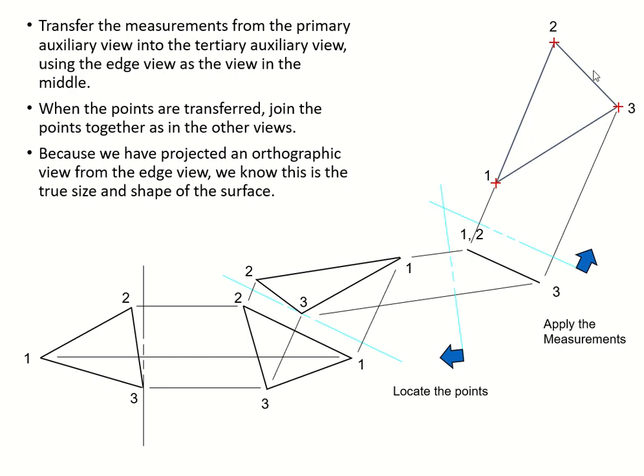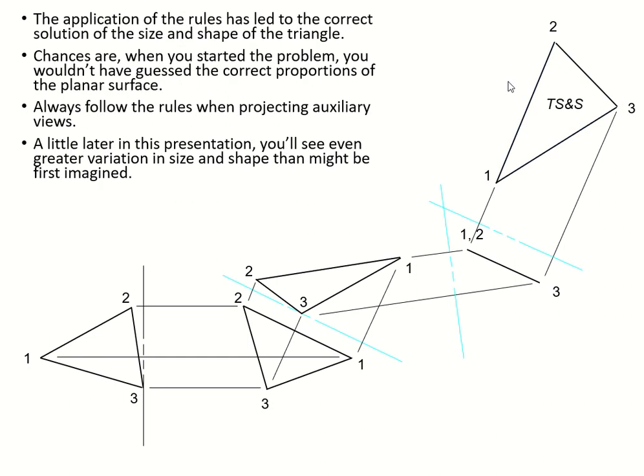I already showed you how to do it. Keep the distance from here to here, the same, from there to there and from there to there is the same. Connect. So here we go. That's your last view, your top view. And that top view is your true size and shape, coming out from the edge view. Edge view is produced from your true length line.